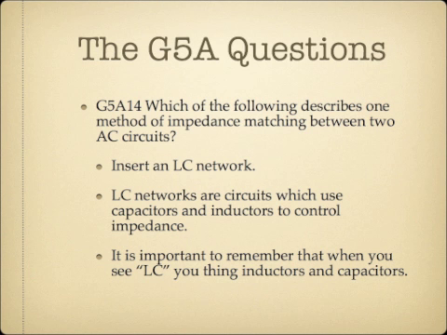Which of the following describes one method of impedance matching between two AC circuits? And the answer is insert an LC network. And as we talked a little bit about in the previous question, LC networks are circuits where you use capacitors and inductors to control impedance. And the pi network that we mentioned in the previous question is a type of LC network. So it's important to remember that when you see LC, you think inductors and capacitors, because this will recur again and again. And it's generally used as a type of impedance matching system. So an LC network is what you would insert between two AC circuits to match impedances.